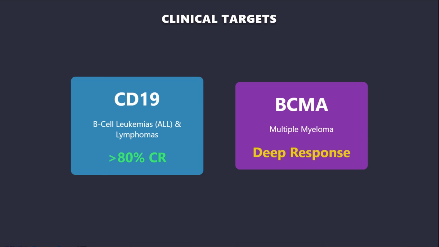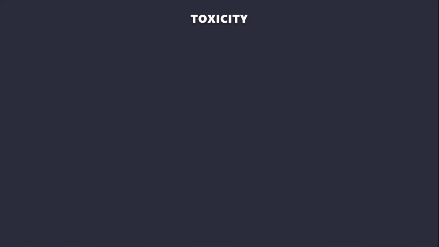B-cell maturation antigen, or BCMA, is the primary target for treating multiple myeloma, showing deep and durable responses in heavily pretreated patients. This clinical success relies critically on two factors: the uniform expression of these antigens on malignant cells and their restricted expression on non-essential healthy tissues, specifically mature B cells and plasma cells.